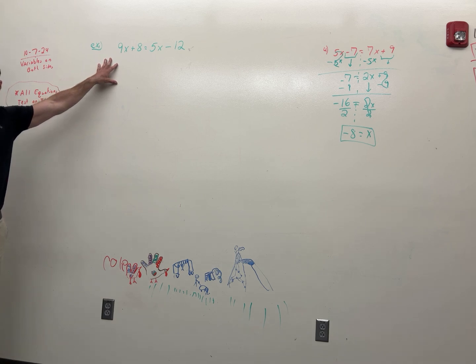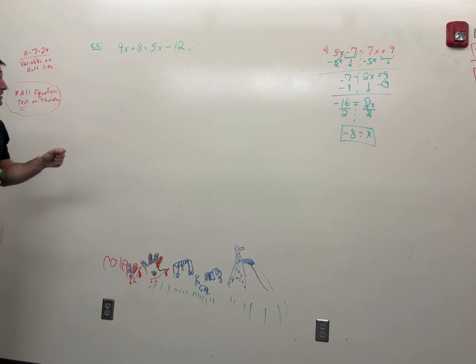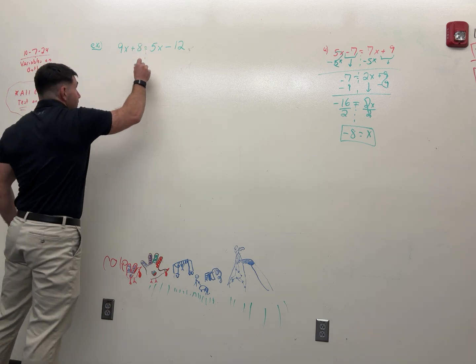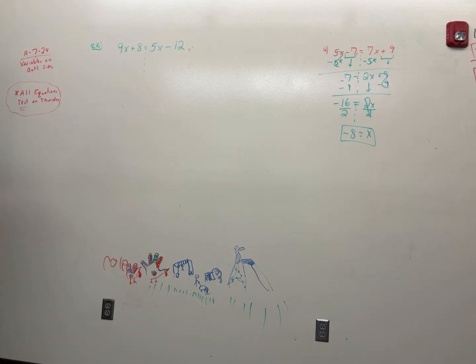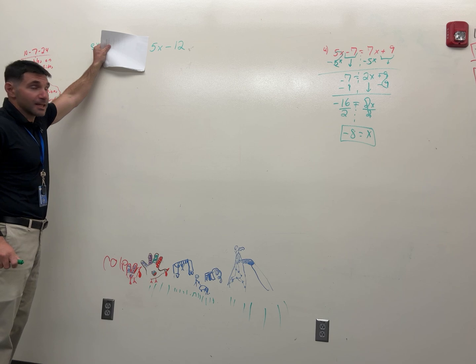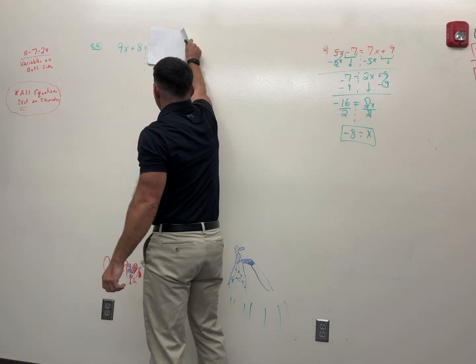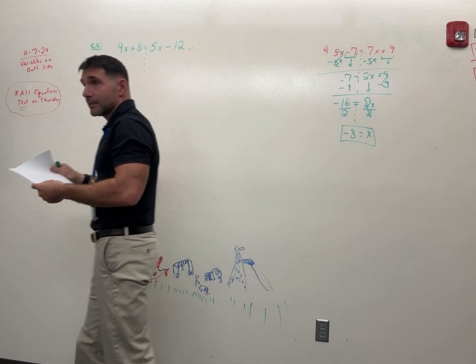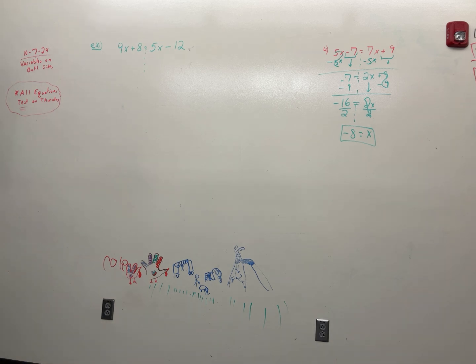Why not? Because there's no parentheses. Okay, so you've all done this and you know there's no parentheses. Step 3, combine like terms on the same side. So I'm going to cover it up and say, can I combine 5x and a negative 12? Can I combine 9x and a positive 8? What do we think? Can we? Nope.